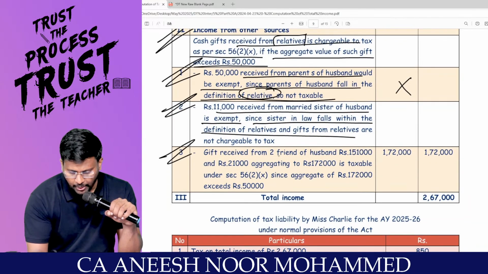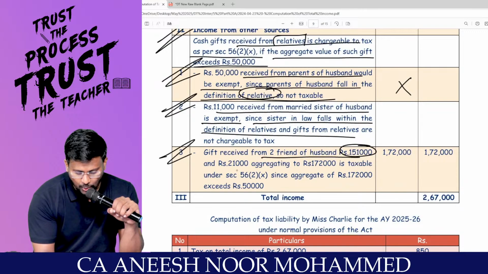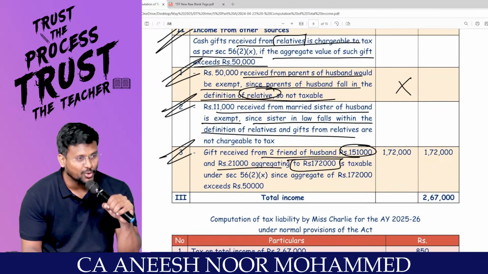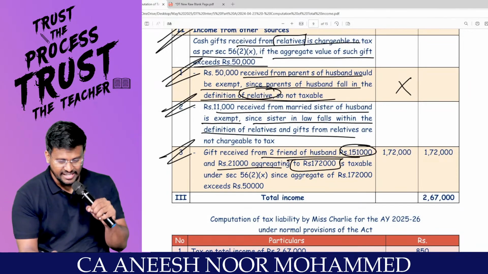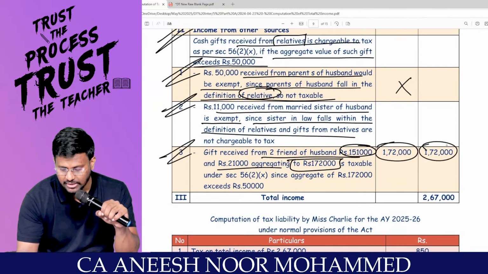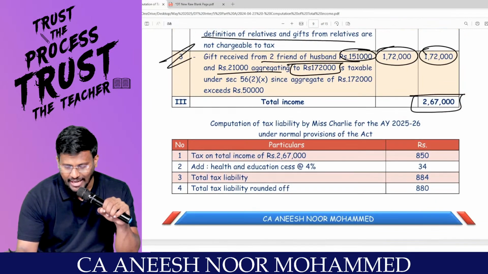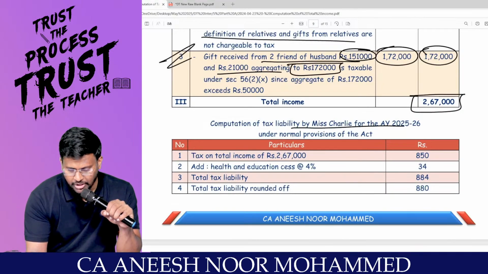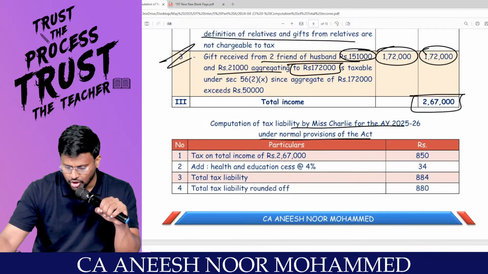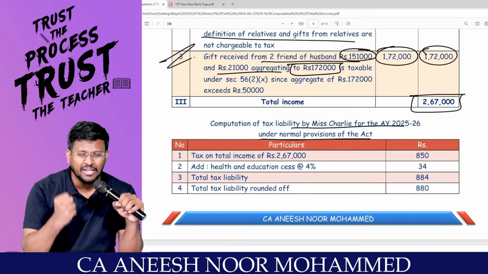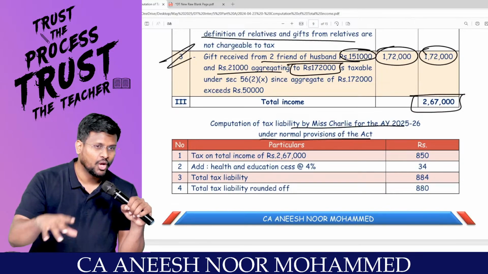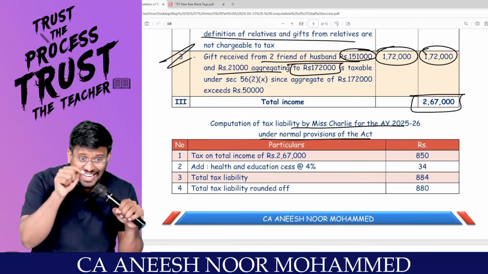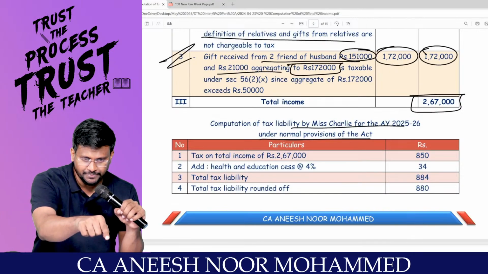Gift received from 2 friends of husband, 1,51,000 and 21,000, aggregating to 1,72,000. This is in excess of 50,000. Entire amount is taxable. So the total income is 2,67,000. Right, sir? Sir, computation of tax liability of Miss Charlie under the normal provisions of the act. Under what route is she traveling? Optional tax regime. What is the age given in the question?